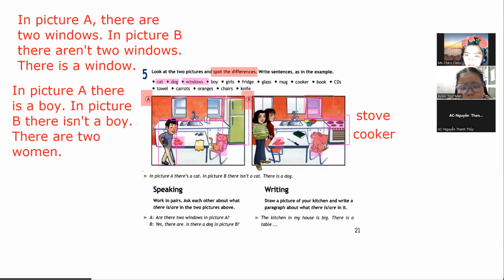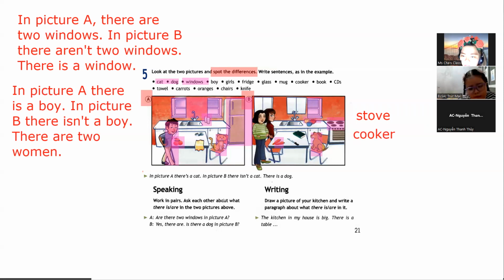They are not the same. What makes them different? Elsa, can you take a look at the sink? What can you say about the sink? What can you see in there? In picture A, there are two glasses. Good job. How about picture B? There aren't two glasses. There are three cups. All right, there are three colorful cups. You could also describe the color.